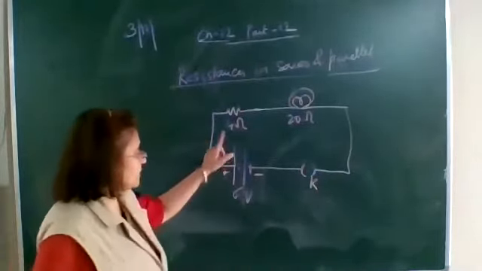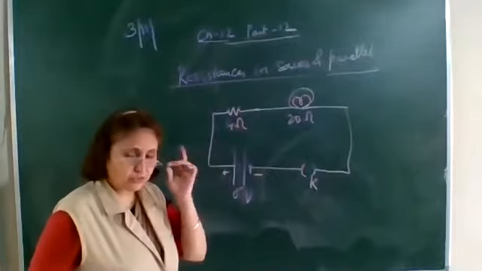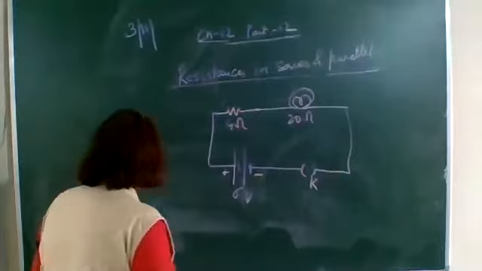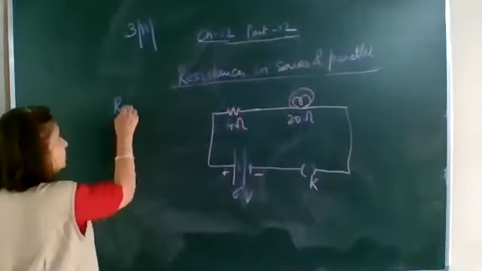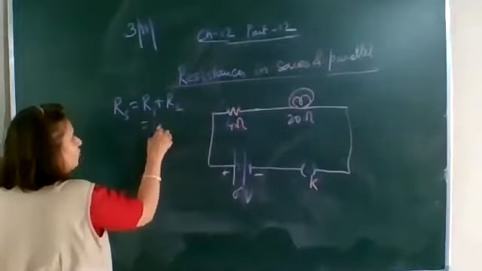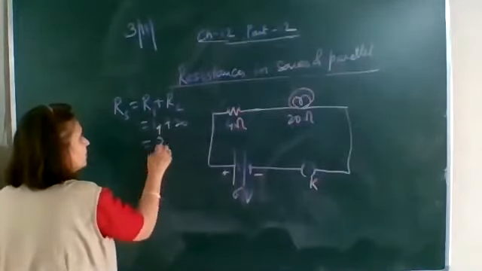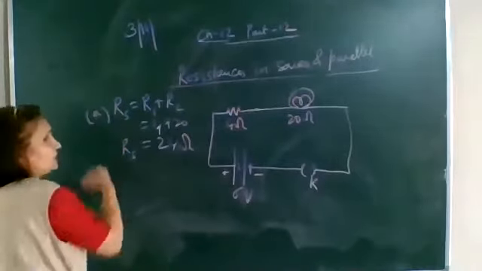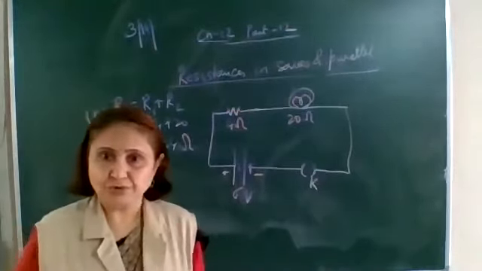What is the total resistance? As you can see, these two resistances are connected in series. So the total resistance in series we know is equal to R1 plus R2, that is 4 plus 20, which is equal to 24 ohms. So the first part, equivalent resistance, is 24 ohms.